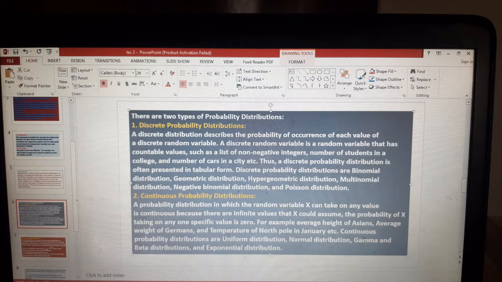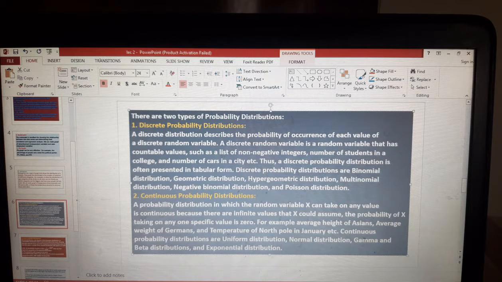Thus, a discrete probability distribution is often presented in tabular form. Discrete probability distributions are binomial distribution, geometric distribution, hypergeometric distribution, multinomial distribution, negative binomial distribution, and Poisson distribution. The value of a discrete random variable occurs only in whole number form.